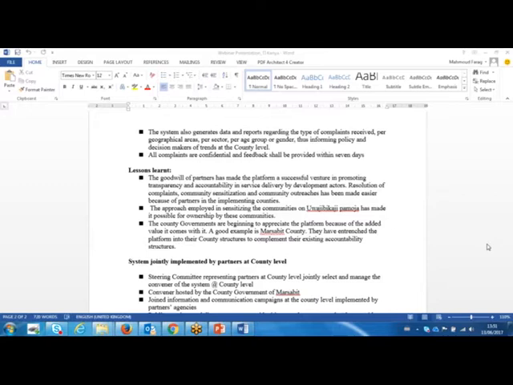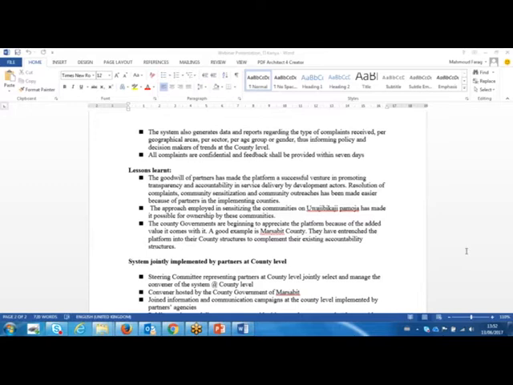On the lessons learned, we've had the goodwill of partners, which has made the platform so successful in promoting transparency and accountability in service delivery in the 4 areas that I've mentioned in Kenya. Then resolution of complaints as well, community sensitization and community outreach. It has been made much easier because of partners implementing in the counties. They've had that buy-in, so everybody is rushing to move together with us in making sure that any issues relating to the services they offer in the community are addressed promptly so that they can move on with the implementation of the initiatives within that community.